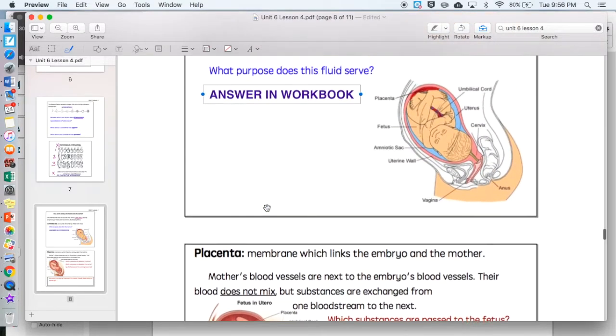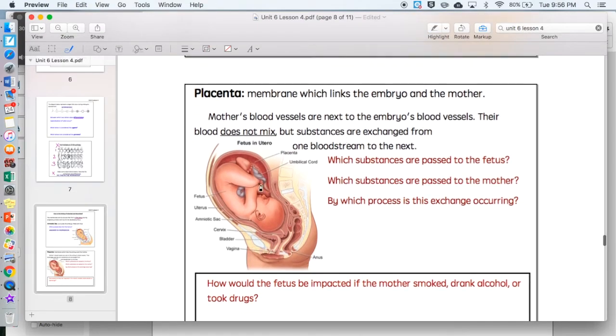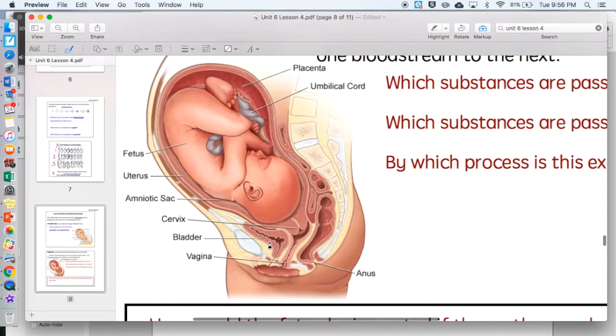Placenta is another part. So here in this diagram, the placenta is on top. The placenta is not always on top. It just depends on how the mother's body develops during the pregnancy. But the placenta is a membrane which links the embryo and the mother. So the mother's blood vessels are next to the embryo's blood vessels. So all of this obviously is the mother.